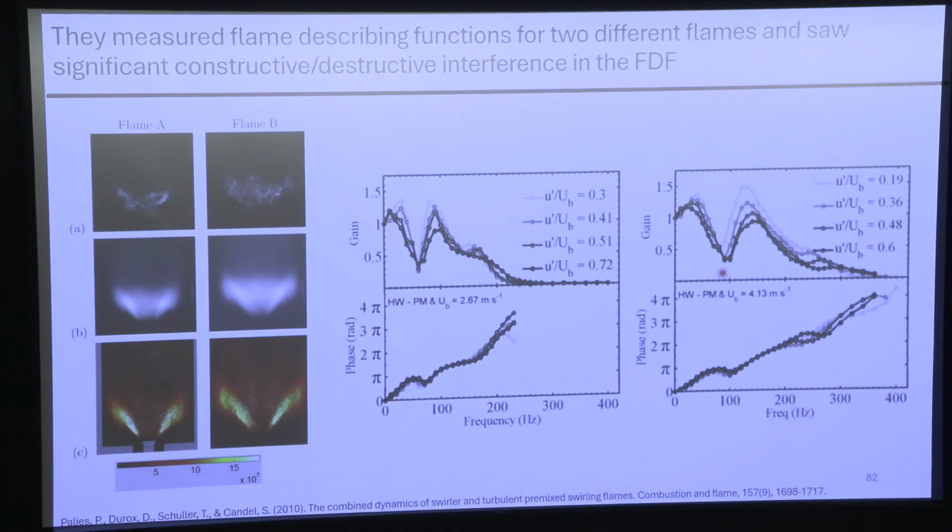In this study, one of the things they wanted to understand, which is sort of second order important to the message today, but I do want to point it out because there's a lot of this in the literature, is that they changed the level at which they were forcing the flame. This is u prime over the bulk velocity, which is what we've been calling epsilon.